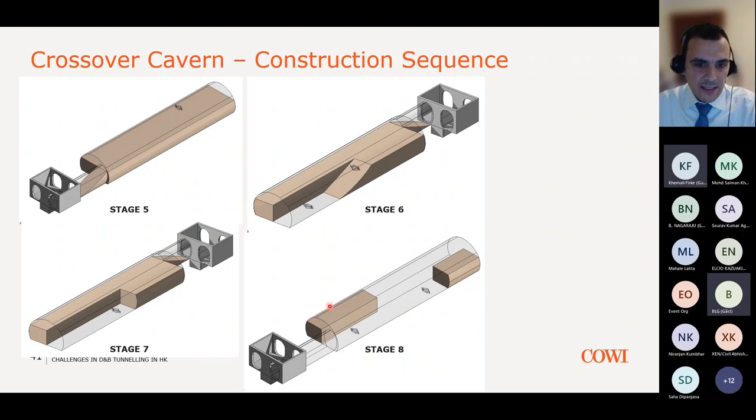And then the next 3 stages of the sequence show just the excavation of the bench. Once the bench was excavated, it was easy for the second team that was tunneling from the north to be able to progress and advance the excavation as well.